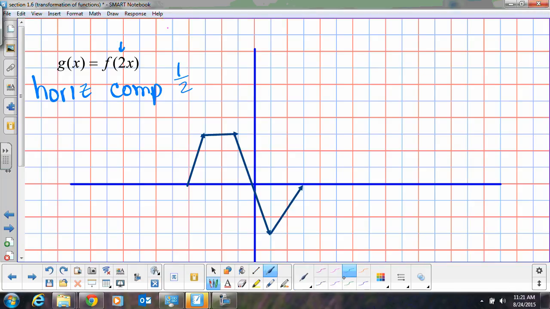So what do we multiply this time? By a what? 1/2. What's 0 times a half? Now, what is 3 times a half? So that means I go up 1 and 1/2. What is negative 3 times a half? So negative 1.5. And what is 0 times a half? Do you see how this got closer to the x-axis? Compression, horizontal compression, it gets closer to the axis.